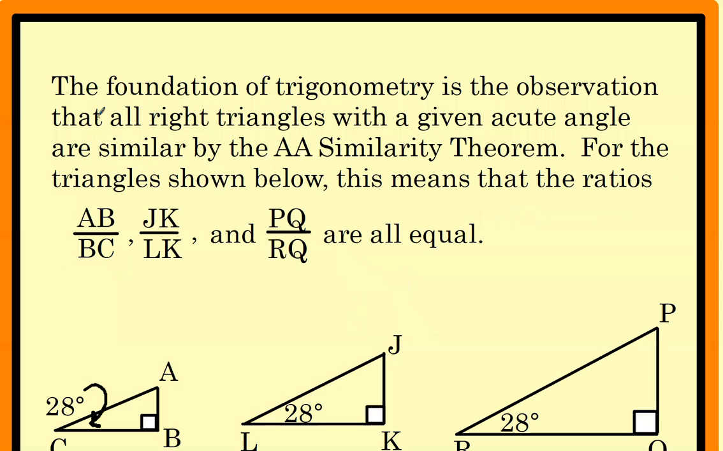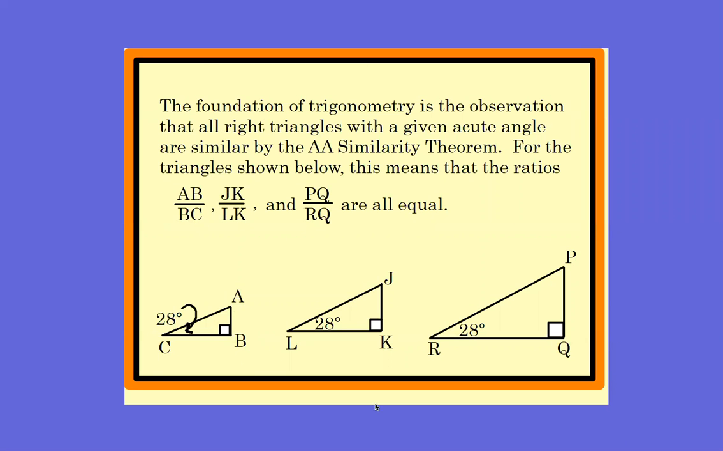So the foundation of trigonometry is the observation that all right triangles with a given acute angle are similar by the angle-angle similarity theorem. For the triangles shown below, this means that the ratios of, let me resize this real quick. Okay, a little bit smaller, but now we can at least see the whole picture. So if I look at my ratio of AB to BC, notice this is 28 degrees here. That is going to be the same as this ratio of JK to LK. Even though these are different size triangles, when I divide these two values, I'm going to get the same number every single time. And that's going to be the same as the ratio of PQ to RQ.